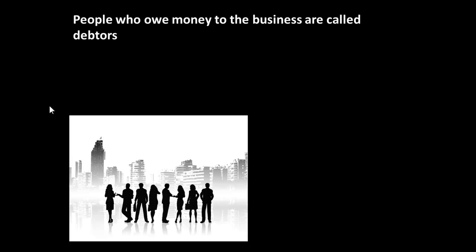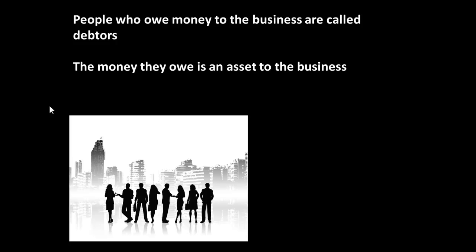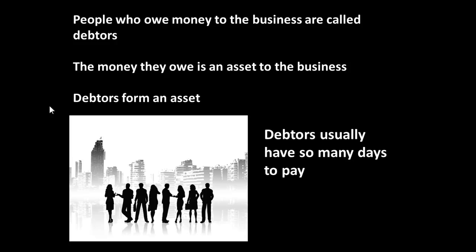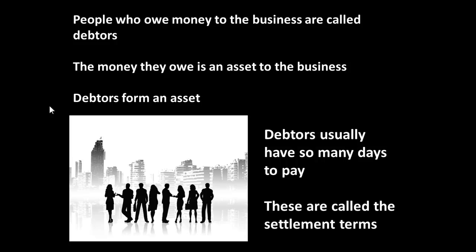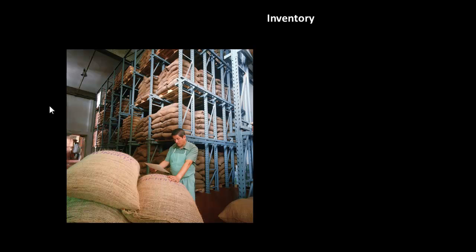Okay, we said that people who owe money to the business are called debtors, right? And if you are owed money, if you've carried out work for someone and they haven't paid you yet, they owe you money, that money is also considered to be an asset to the business. So debtors form an asset. They're usually given so many days to pay, and those days are called the settlement terms.